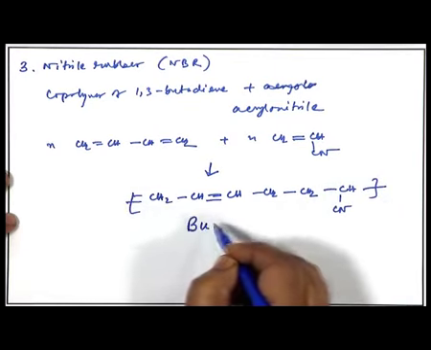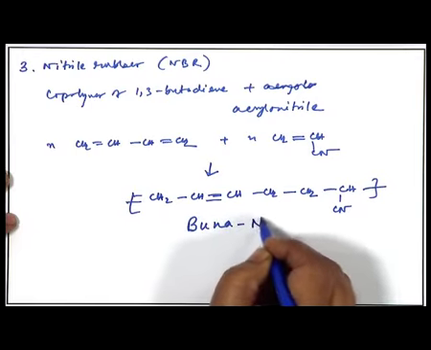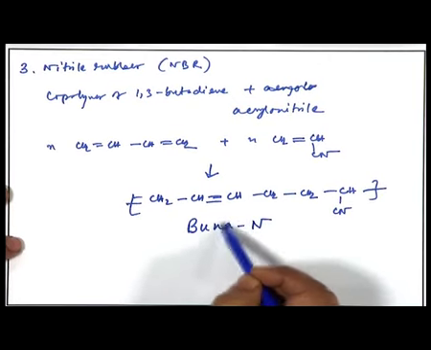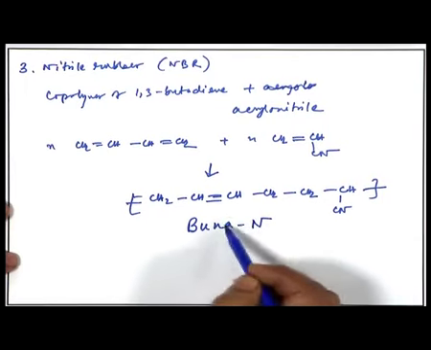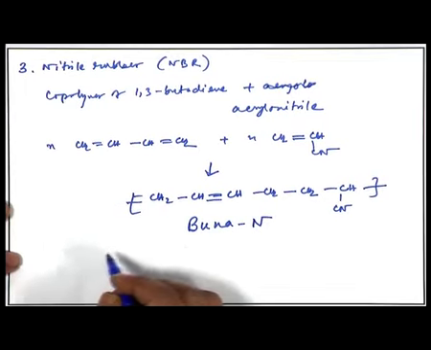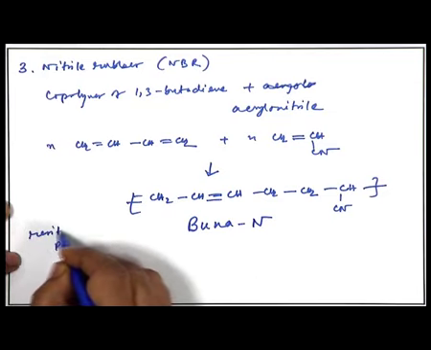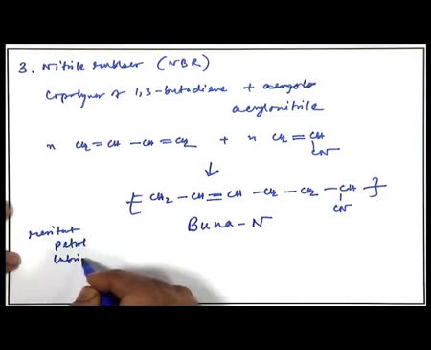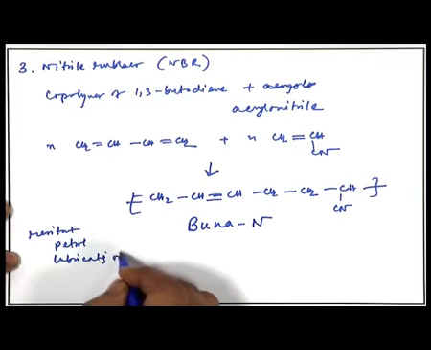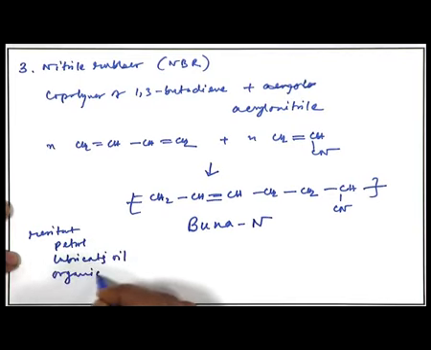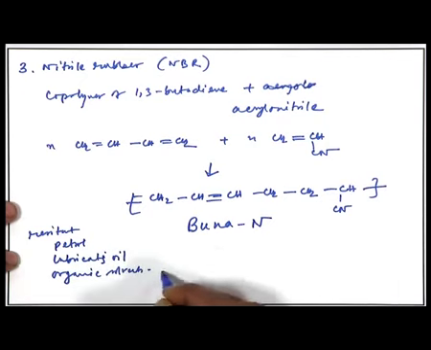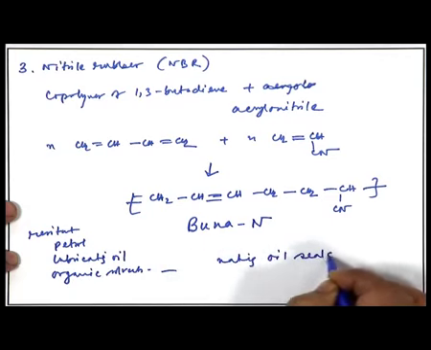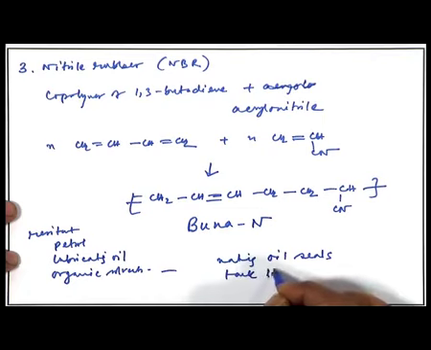This is called Buna N. So, 1,3-butadiene, N for nitrile, and Na for sodium were used for doing this reaction, and this is resistant to petrol, lubricating oil, organic solvents, and it is used for making oil seals, tank lining, and so on.